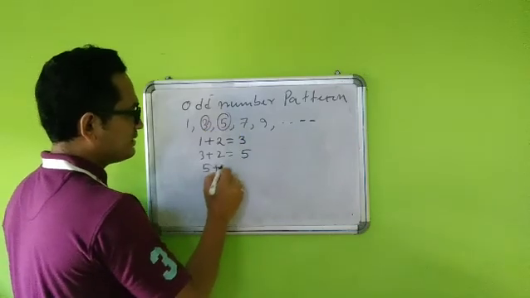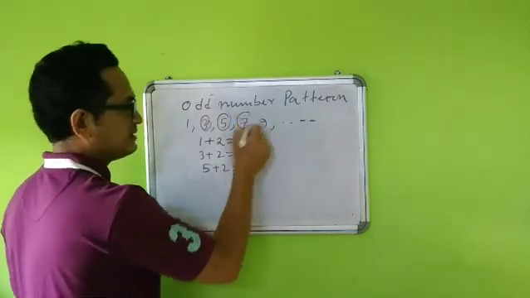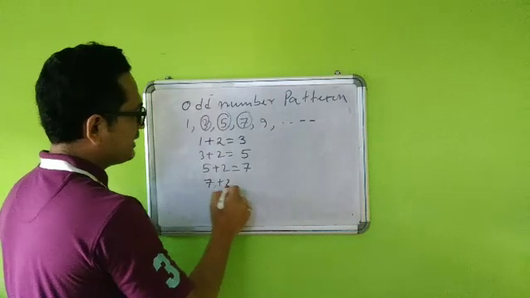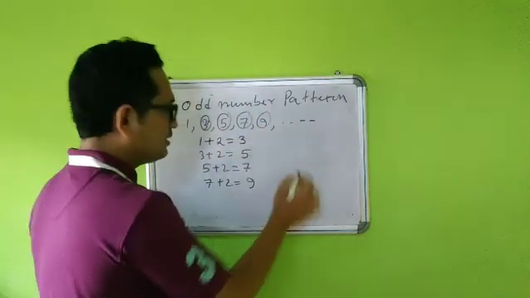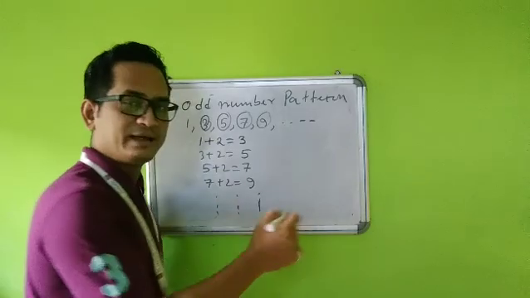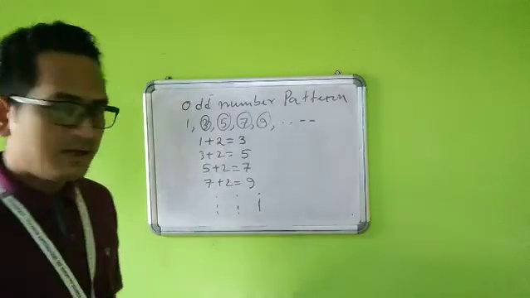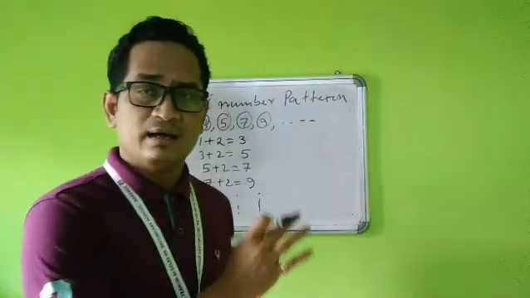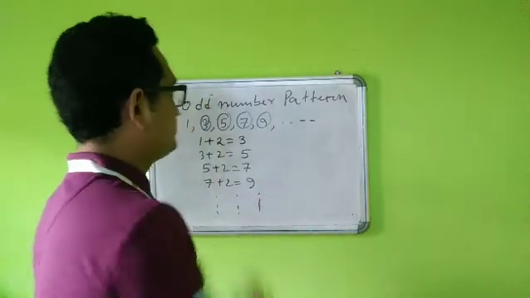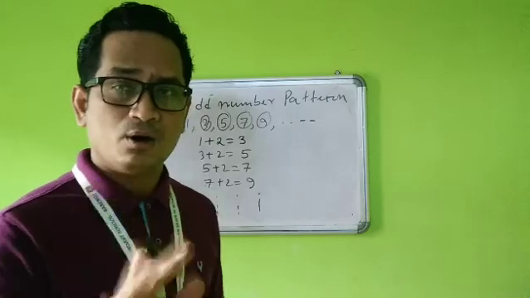With 5, if I add 2, I will get what? 7, the next number. And 7, if I add 2, we get the next digit, that is 9. Similarly, it will go on like this: 9 plus 2 is 11, 11 plus 2 is 13. So if the numbers involved in this pattern are odd, then this particular pattern will be known as an odd number pattern.